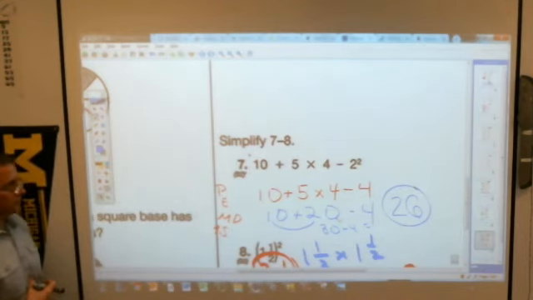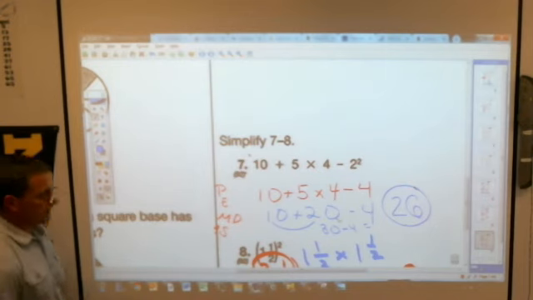Math is not difficult, children. It can be confusing, but it's not difficult. Robbins, what do you got? Nothing? Zero, zip, zilch out there? Nobody's got any more. Very interesting.